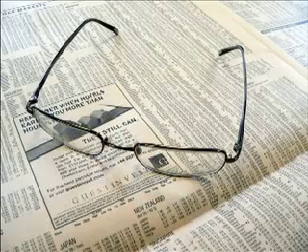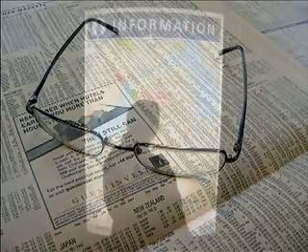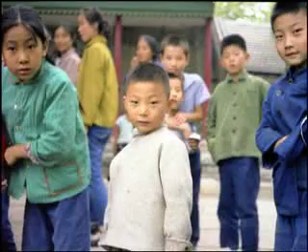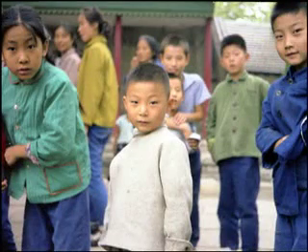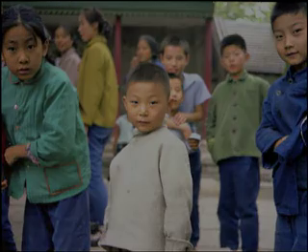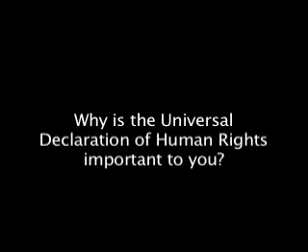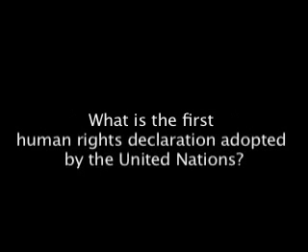Discussions will include the rights protected by the Declaration, with special attention to property rights protected by Article 17 and Article 27. To better understand how the United Nations protects human rights, trainees will be divided into groups and assigned questions such as, to whom does the Universal Declaration of Human Rights apply? Why is the Universal Declaration of Human Rights important to you? Or, what is the first human rights declaration adopted by the United Nations?